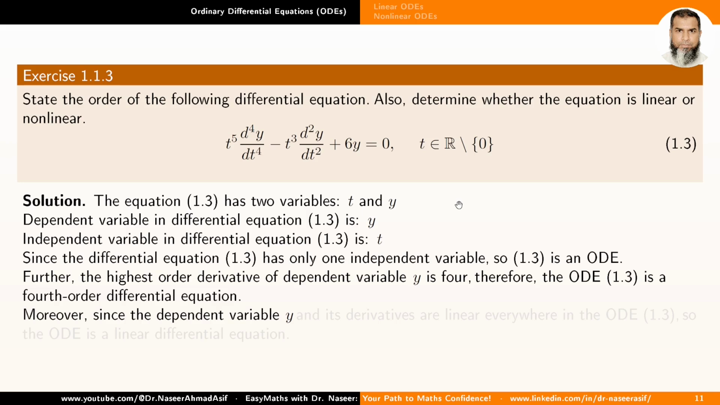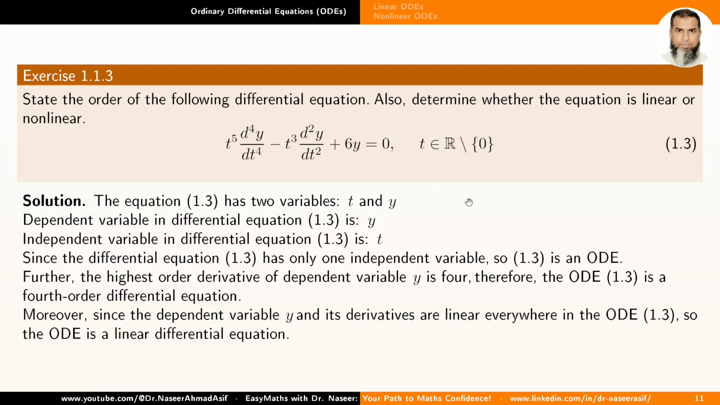Moreover, since the dependent variable y and its derivatives are linear everywhere in the ODE 1.3, here you can see this is a linear term, this is a linear term, this is a linear term. So the ODE is a linear differential equation.